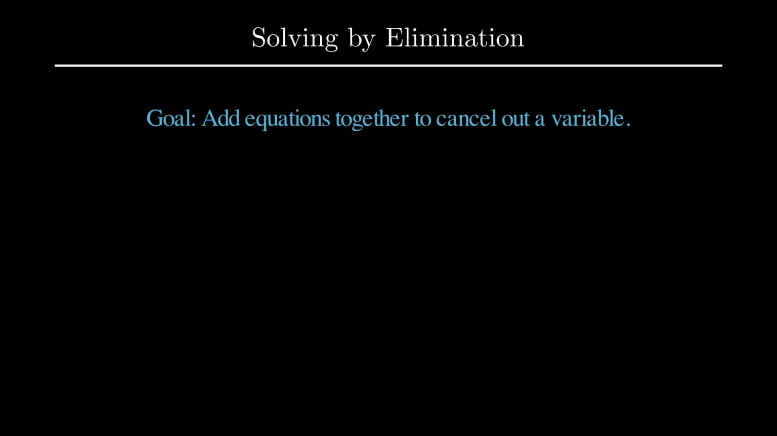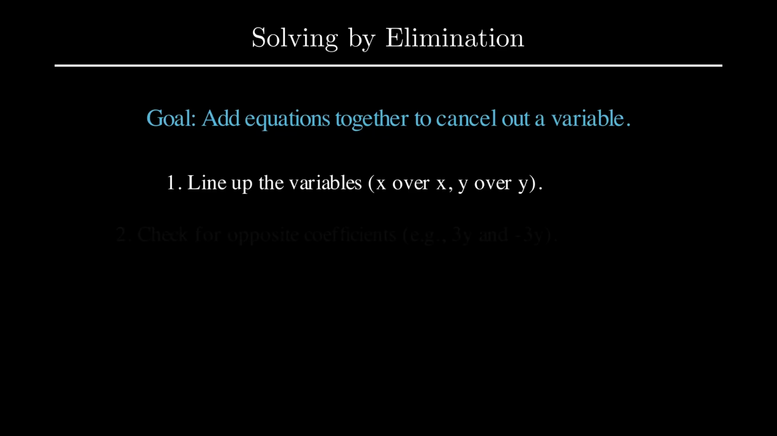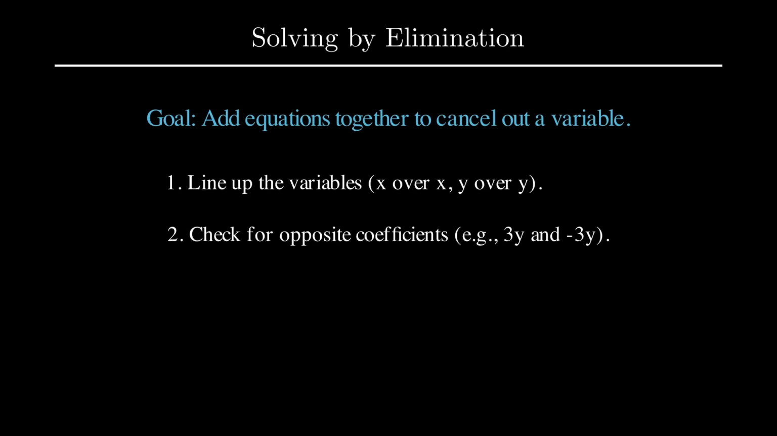Step 1. Line up your equations vertically so the x variables, y variables, and constants form neat columns. 2. Look closely at the coefficients to see if adding the columns together will eliminate a letter. 3. Add the two equations straight down to cancel out one variable.